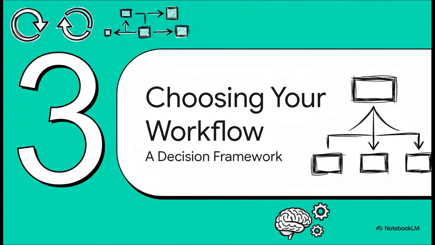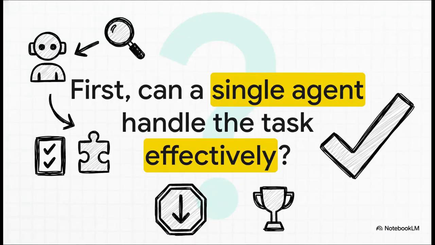Okay, so we've covered the 3 big patterns: sequential, parallel, and evaluator-optimizer. Now for the fun part, the really practical stuff. How do you actually pick the right one for your project? Let's walk through a super simple decision-making framework. Question number 1, and you should always start here, is the simplest one. Can a single agent just handle this? If the answer is yes, stop. You're done. Don't build a workflow you don't need. The simplest solution is almost always the right place to begin.